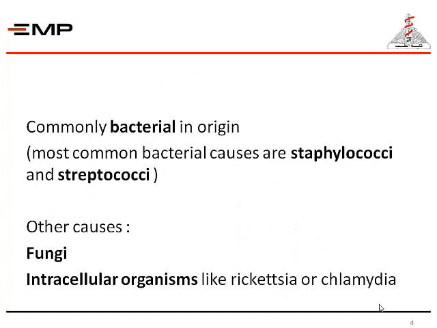Infective endocarditis is commonly bacterial in origin, and the most common causes of infective endocarditis due to bacterial infection are staphylococci and streptococci. Other causes of infective endocarditis are fungal infection, or infection by intracellular organisms like rickettsia or chlamydia.